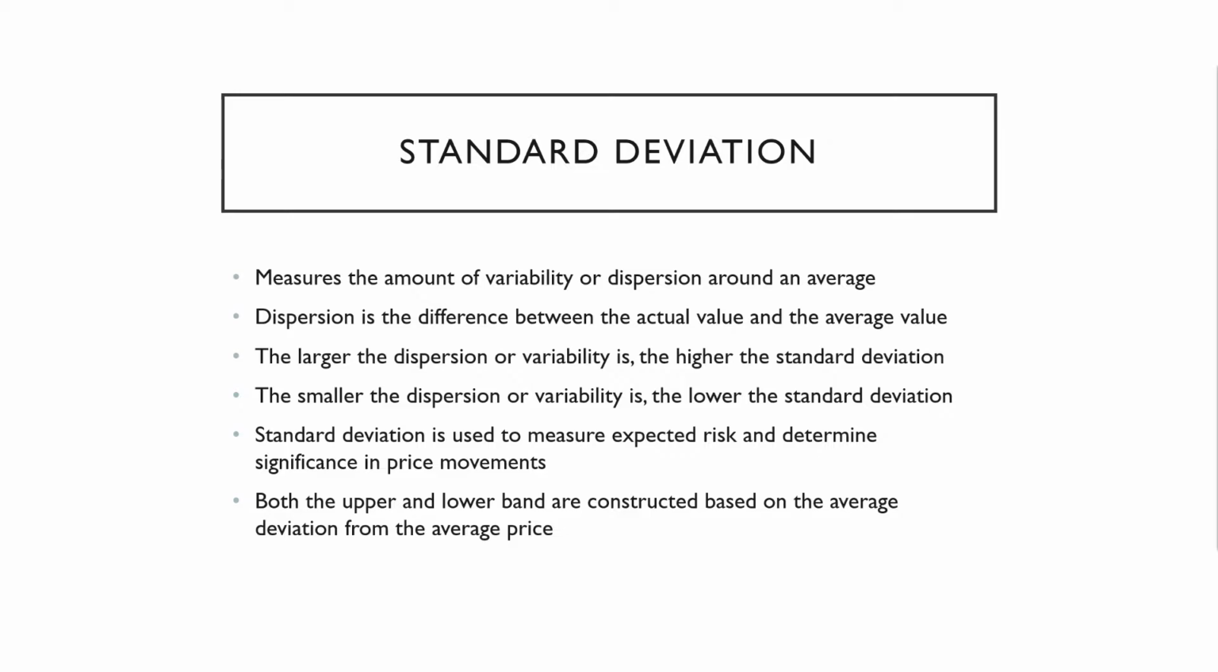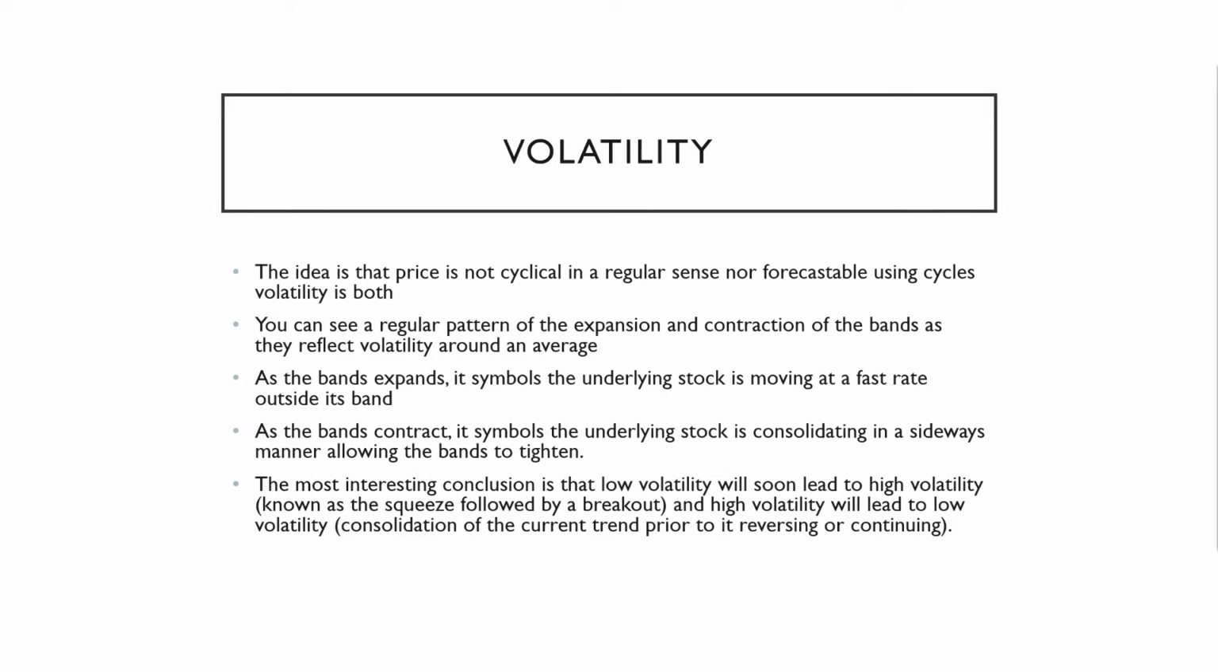Now, both the upper and lower band are constructed based on the average deviation from the average price, which is the middle Bollinger Band. Volatility is very important. It's the main reason the bands were created in the first place by Mr. John Bollinger. The idea is that price is not cyclical in a regular sense, nor forecastable using cycles, but volatility is both.